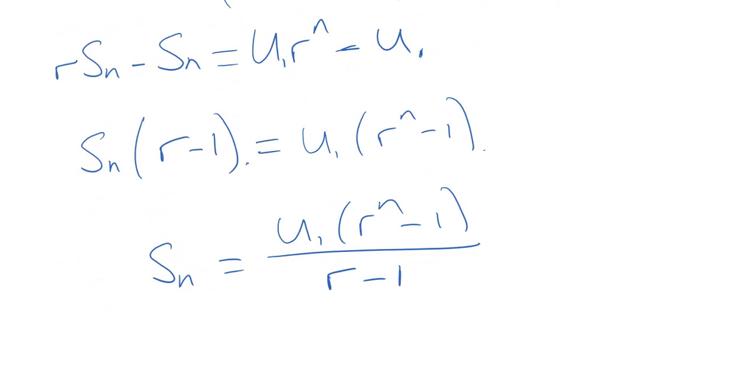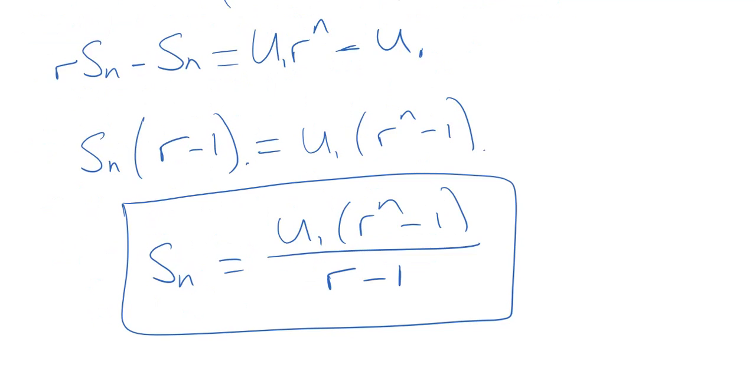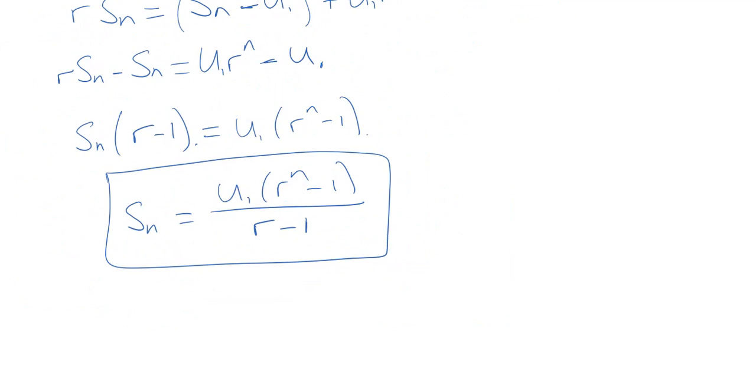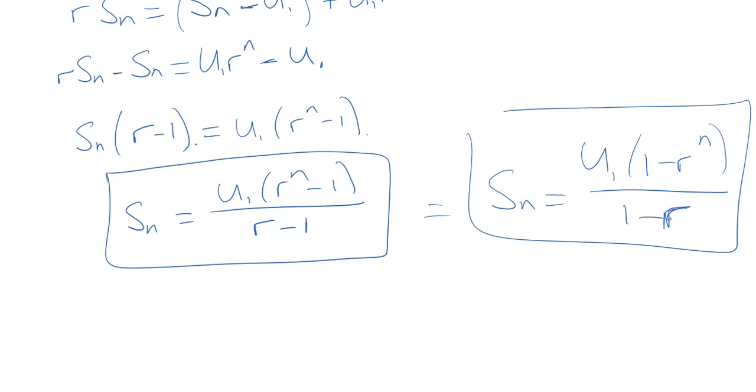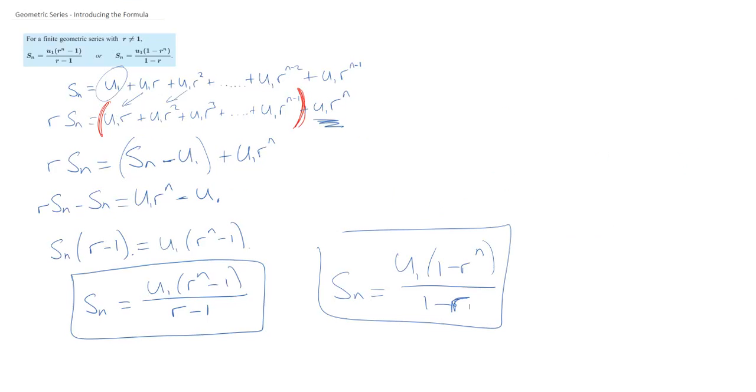Now, there's two of them up the top there. We get the other one just by multiplying top and bottom by minus 1. If we did that, it's just keeping it equal to the same thing, because minus 1 divided by minus 1 is just 1 still. Then another way we could write this is also S of n equal to u1 times 1 minus r to the n, all over 1 minus r. It's going to flip the sign around, and that's why we have two equivalent formulas.